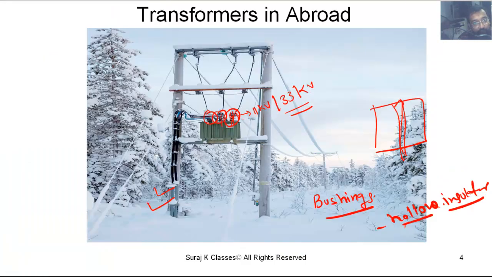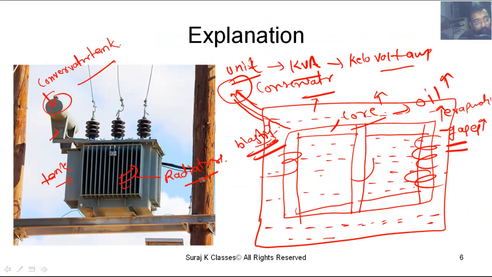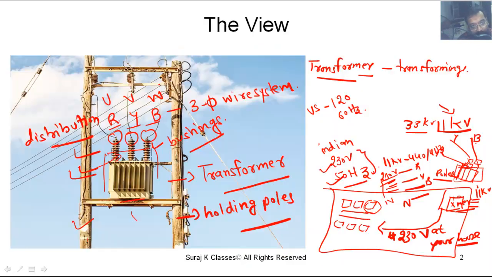Now if you come across this device, this is nothing but the conservator tank. This is the main tank, this is the radiator, these are bushings, and these are RYB lines. So these basic things are now clear for you. You have come to know so many things in this video.